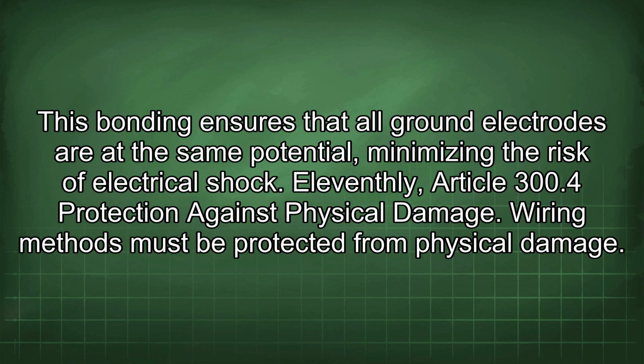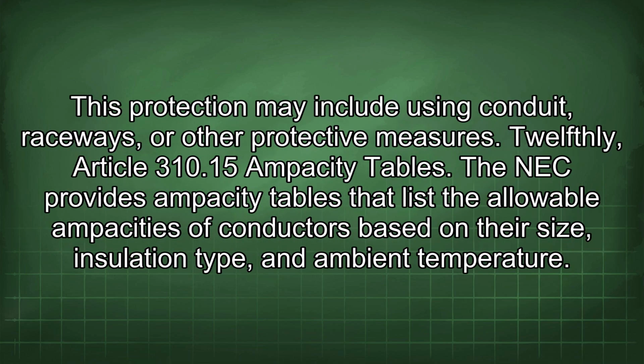Eleventh, Article 300.4 Protection against physical damage. Wiring methods must be protected from physical damage. This protection may include using conduit, raceways, or other protective measures.